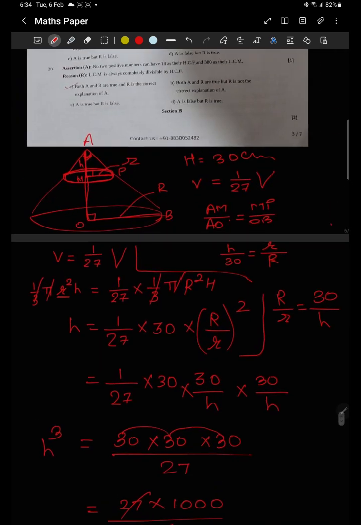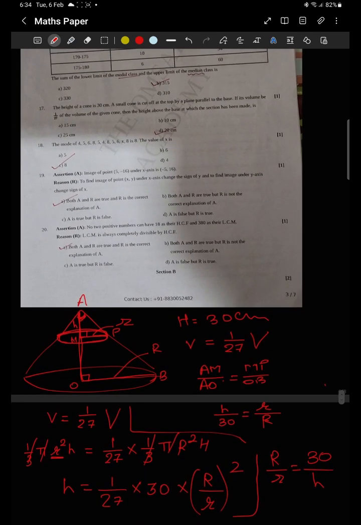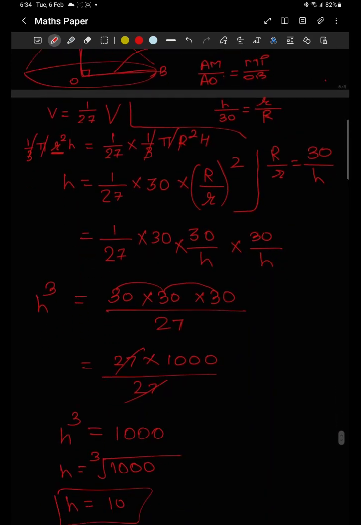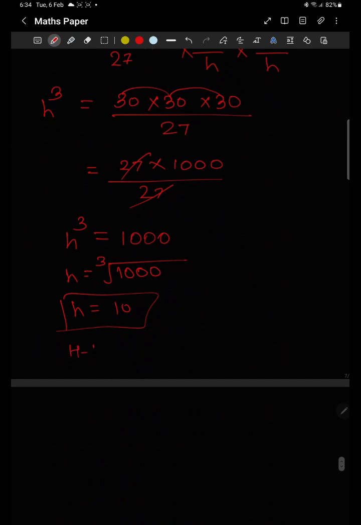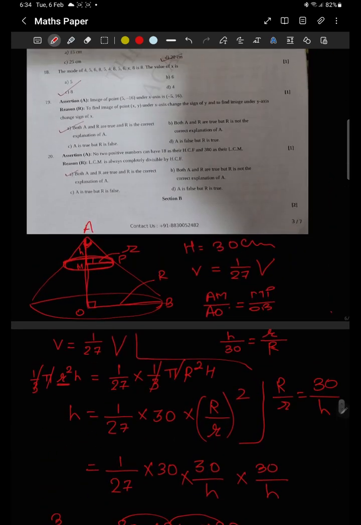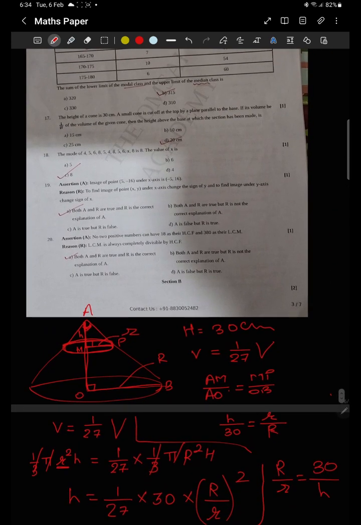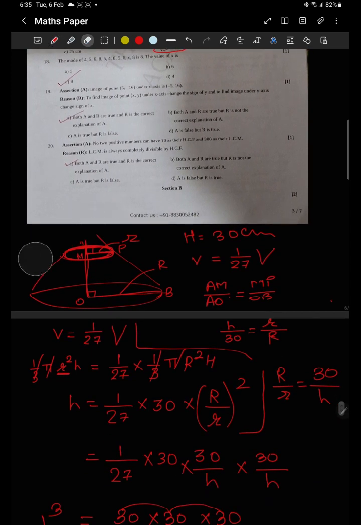So I got the value of small h, but I want the answer as the height above the base at which the section has been made. So I have to do capital H minus small h, right? That is 30 minus 10, which is 20. At 20 centimeters, the small circle will get cut. I hope you understood this.